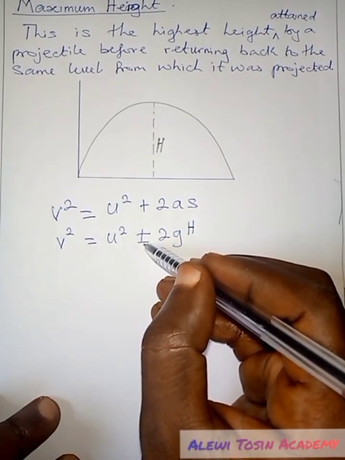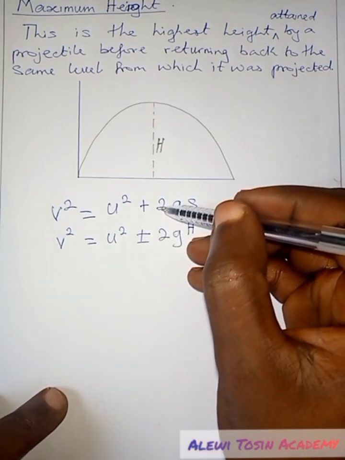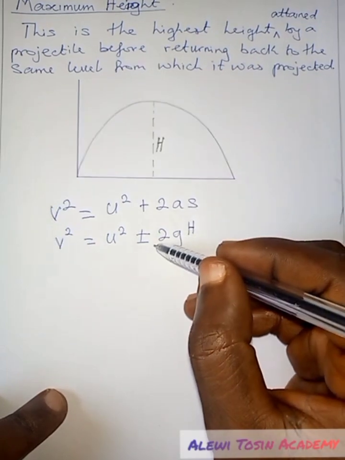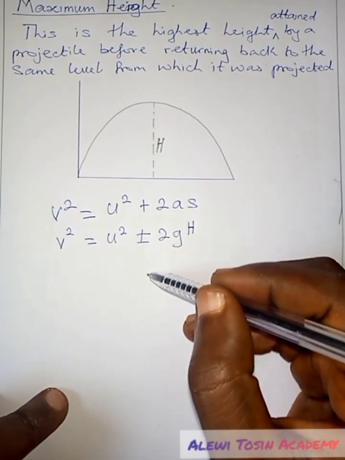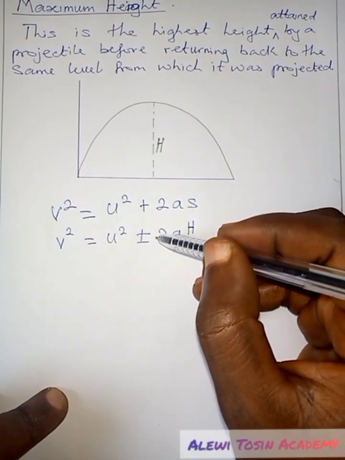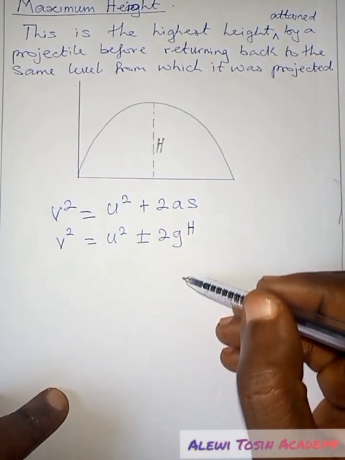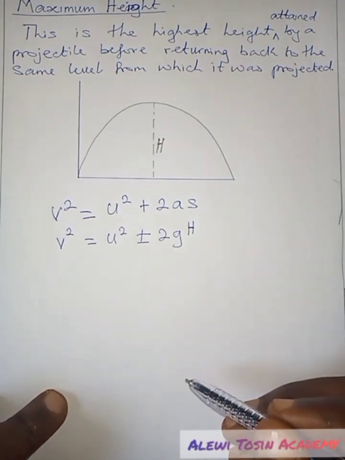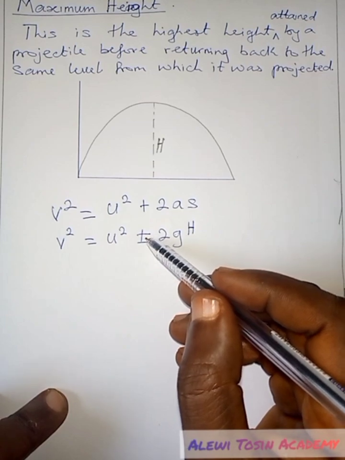Now we put plus or minus, which indicates that when a body is going up, it is opposing the force of gravity. So in that case, your sign here will be negative. When it's going up, it's opposing the force of gravity, so the sign is negative. But when it's coming down, when a ball is released, a body is falling down, we use plus.